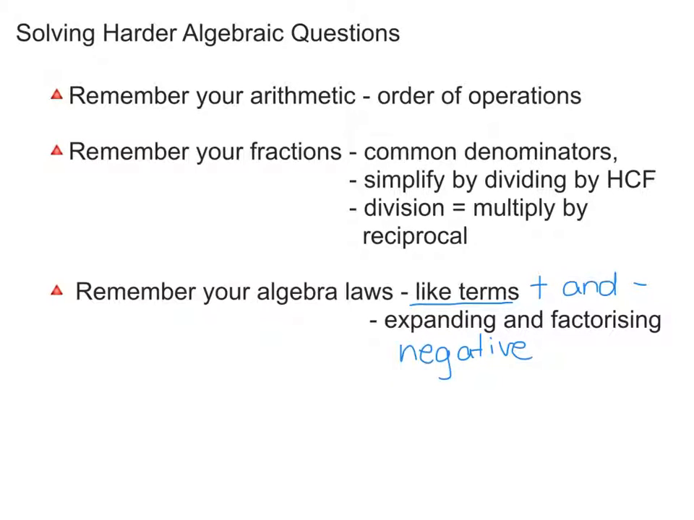Another common mistake that's made is forgetting your fraction laws, such as finding common denominators and generally finding the lowest common denominator so that you don't have to simplify some gross looking expression. Cancelling things that can't be cancelled because they haven't first found the highest common factor between the numerator and the denominator. Or forgetting how to divide fractions, which simply means multiply by the reciprocal.